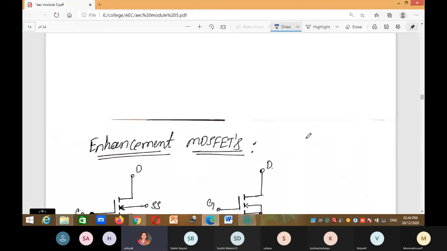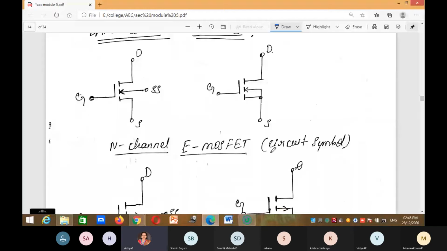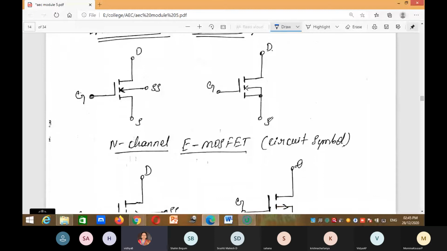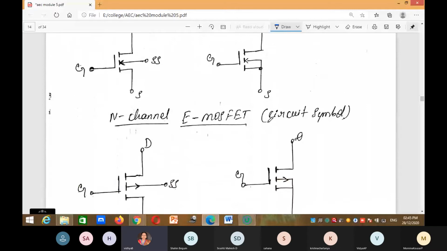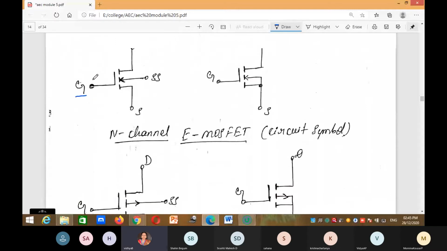Next we shall discuss the enhancement MOSFET. Till now we have discussed DMOSFET, now enhancement MOSFET, N channel E MOSFET circuit symbol. You can observe this is the circuit symbol, the gate and source and drain.